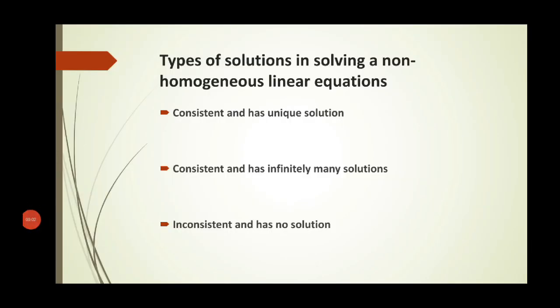Types of solutions in solving non-homogeneous linear equations. So here we have three types of solutions. The first one is consistent and has a unique solution. The second one is consistent and has infinitely many solutions. The third one is inconsistent and has no solution.